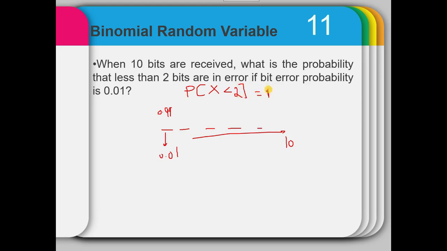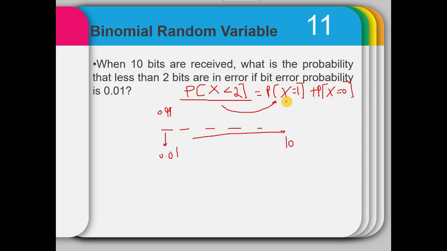So this is equal to the probability that less than 2 means that x must be equal to 1, which means 1 bit is in error, plus another case, probability x is equal to 0, which is also x less than 2. So these two cases justify this event. Okay, so this event can be broken down into these two values.